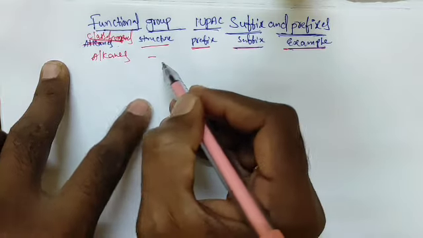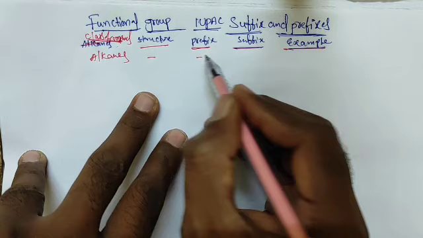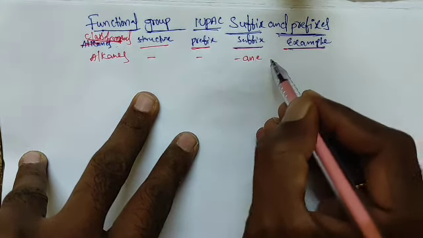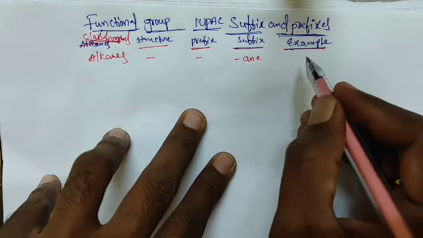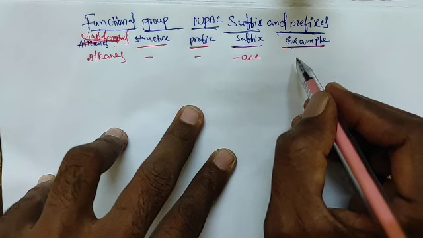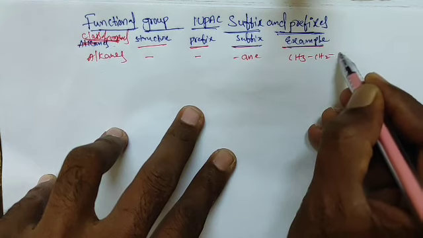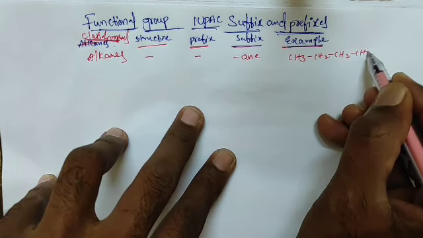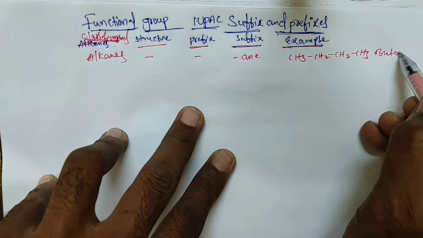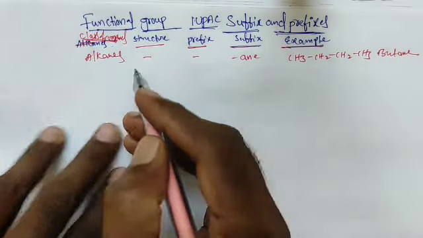Alkanes mean single bonds. No prefix for that. Suffix is ane. The example is CH3 CH2 CH2 CH3. This is the example, and the name is butane.